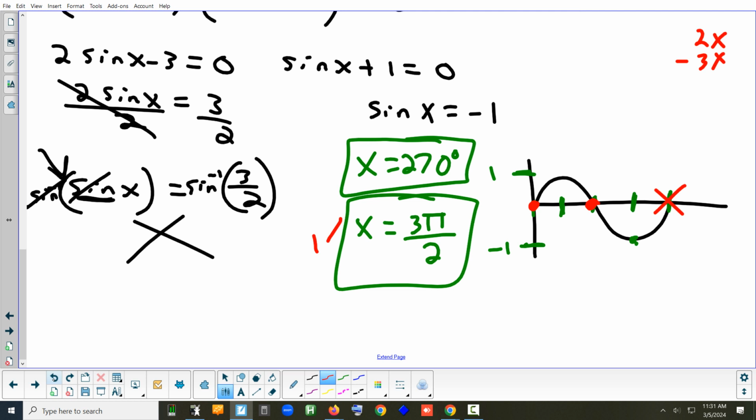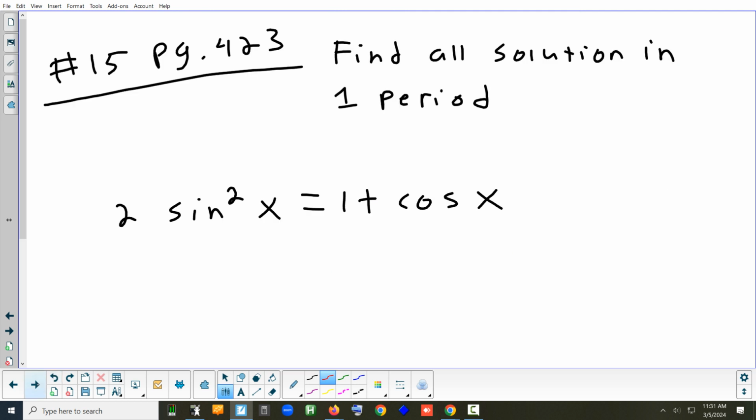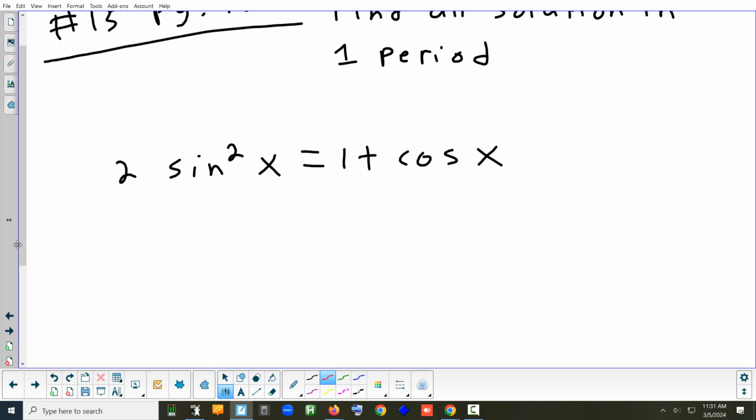All right, so let's try another one of those. So find all solutions again. We're going to do 0 to 2 pi. But I always do it in degrees first. Because if there's a nice answer, you'll be able to see it in degrees. And then you can manually convert to radians.